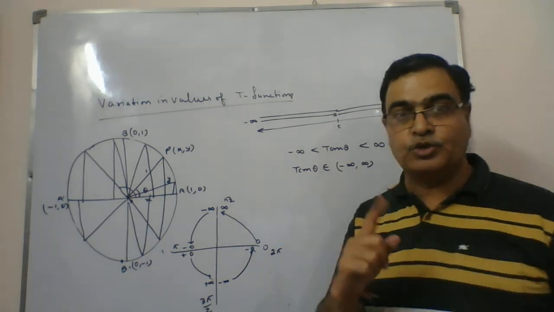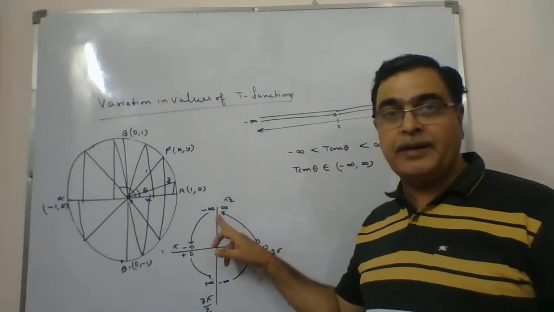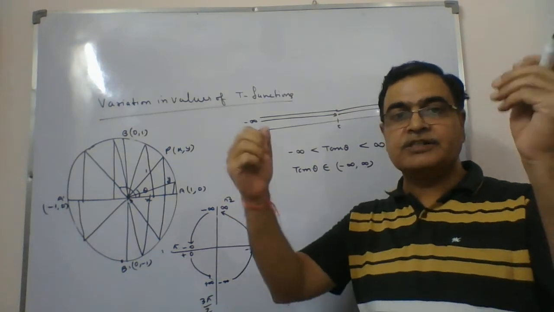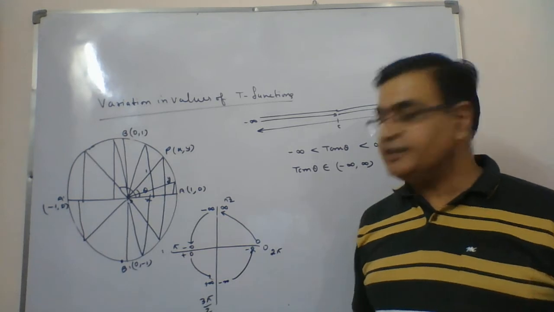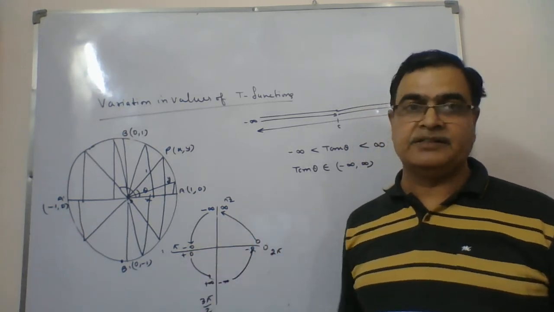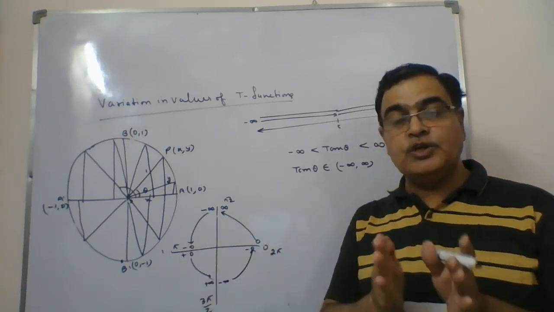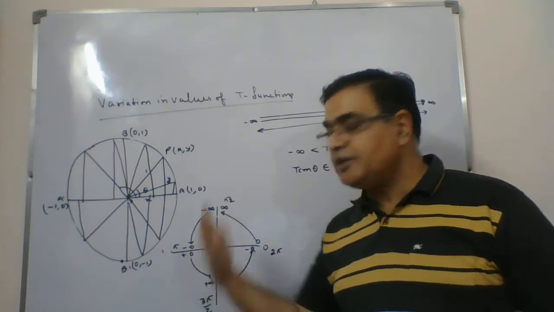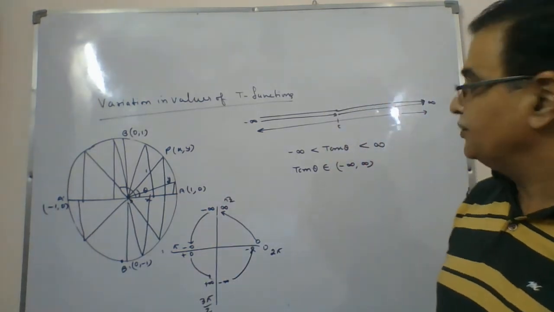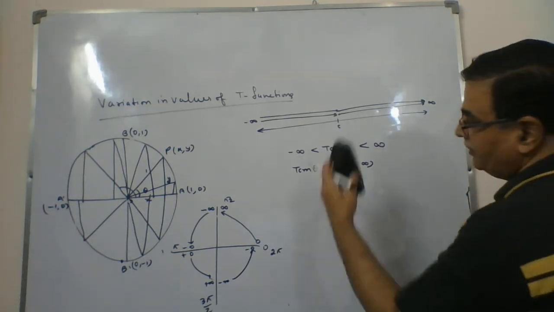Now just check one more thing. At pi by 2 you are not having any value because it has gone to infinity. At 3 pi by 2 it is not going to take its value because it's again infinity and minus infinity. So the graph is going to be broken at the points pi by 2 and minus pi by 2. Just check how we plot this graph, then it will be more clear.